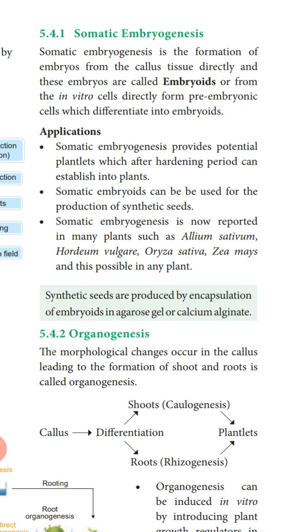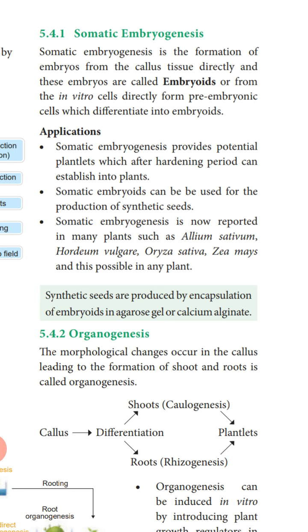So what are synthetic seeds? They are embryos enclosed within agarose gel or calcium alginate. They are called synthetic seeds or artificial seeds. Next, somatic embryogenesis is now reported in many plants such as Allium sativum, Hordeum vulgare, Oryza sativa, Zea mays, and this is possible in any plant.